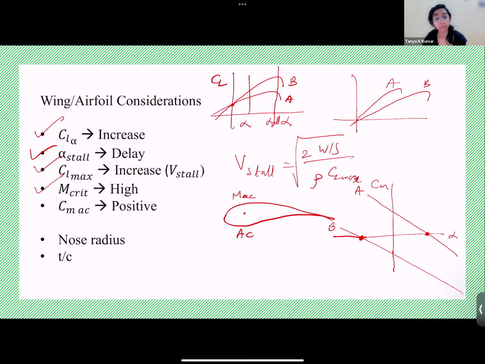So for a positively cambered airfoil, is your CMAC positive, negative, or 0? Just think about it. I think we had discussed this last week. Just think about it. So where does this moment at the aerodynamic center come from? This CMAC. So there is a moment at the aerodynamic center, which we will now discuss whether it was positive, negative, or zero. Where does it come from?